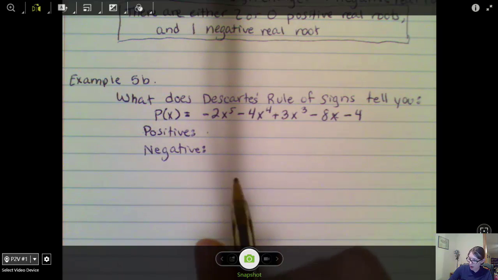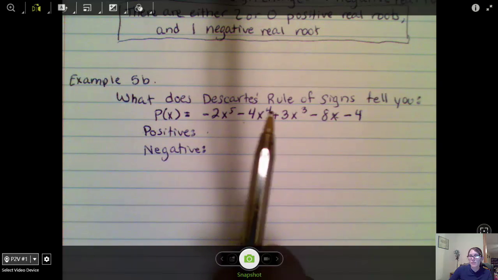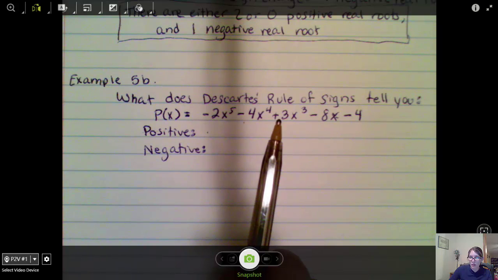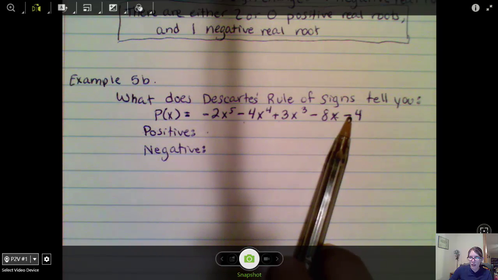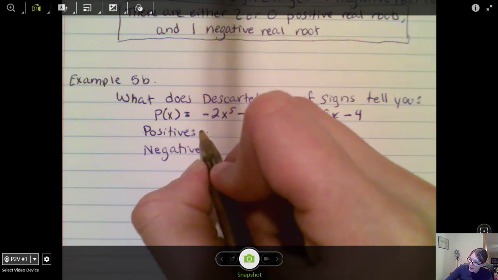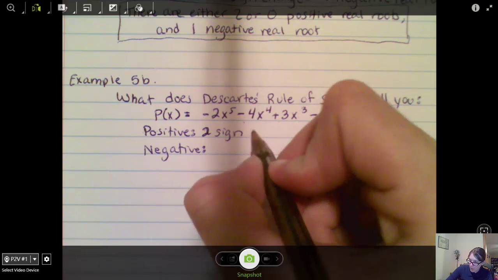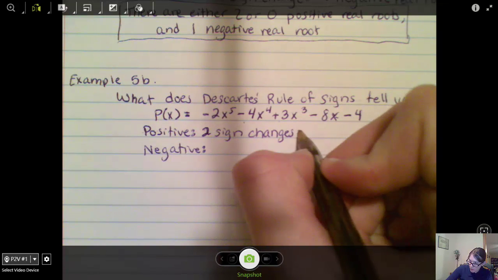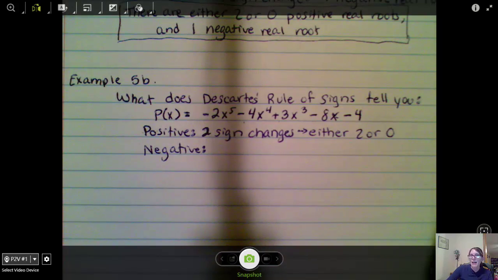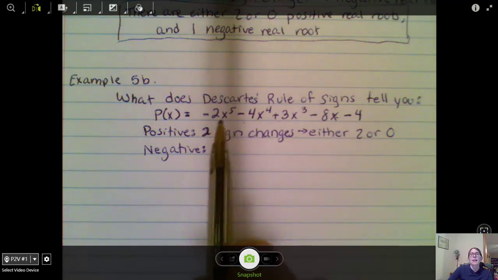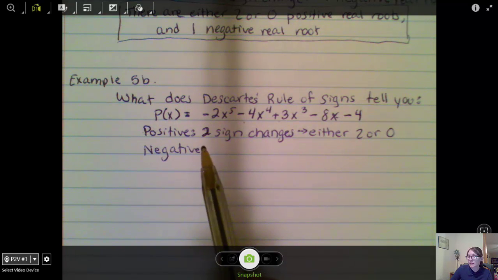We'll just count how many sign changes we have. So we start off with a negative 2 as my coefficient. My next coefficient's negative. My next coefficient's positive. That's my first sign change. Then we flip to a negative. We're still negative. Okay, I have two sign changes, which means we have either 2 or 0 positive real roots. Now don't forget that second little part of Descartes' rule of signs, that we either have this many or an even number less.